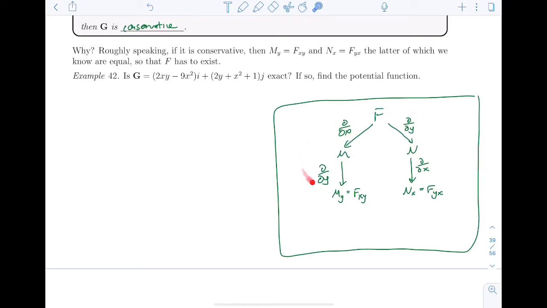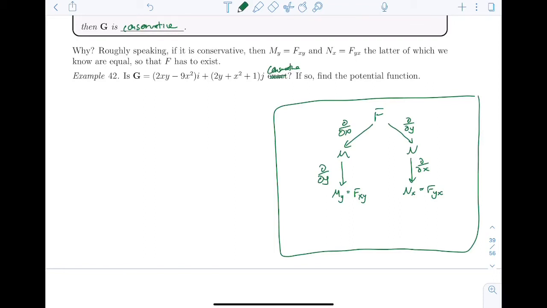Now, you might think, why do I need this? Well, give me a couple examples and I will explain. Okay, all right. So back to the thing that we are doing here, because I don't have to do anything with this. This is the same in both classes. So if G is this thing, is this vector field conservative? If so, find the potential function. All right.